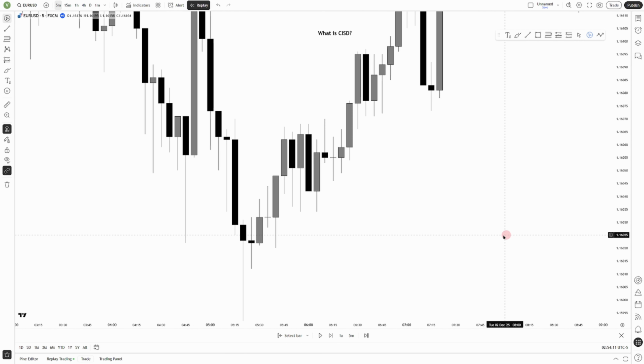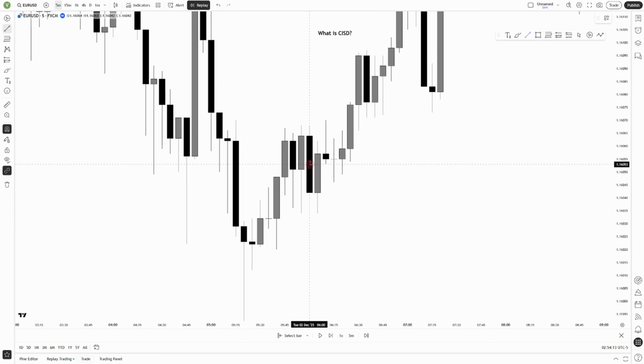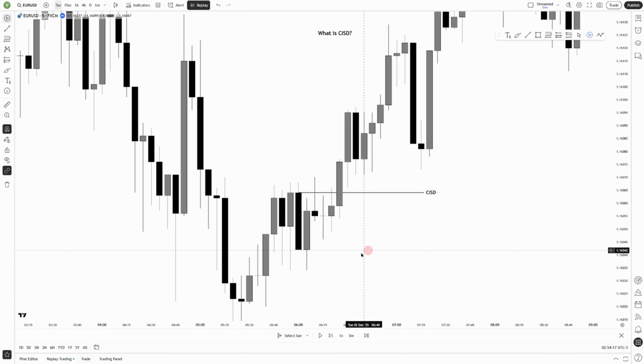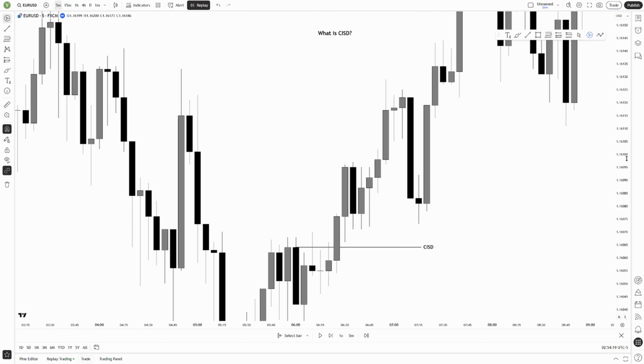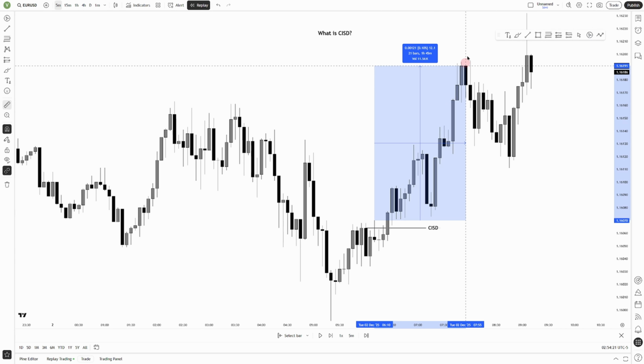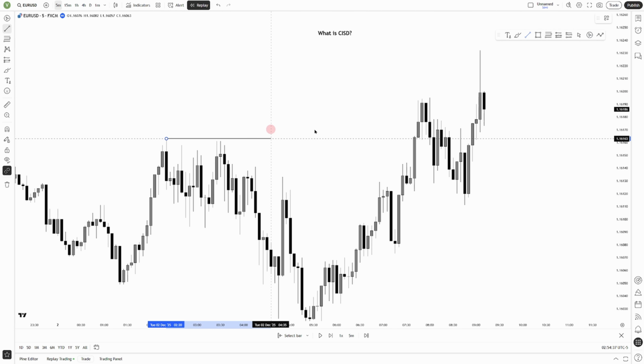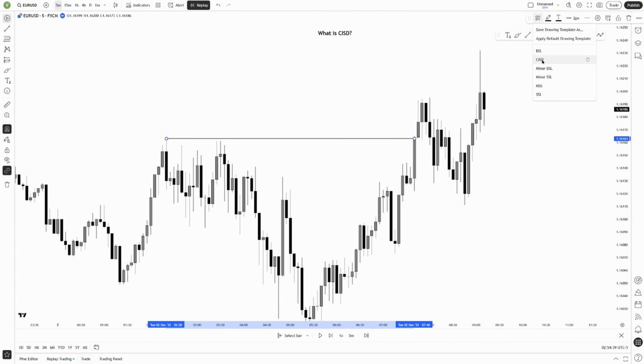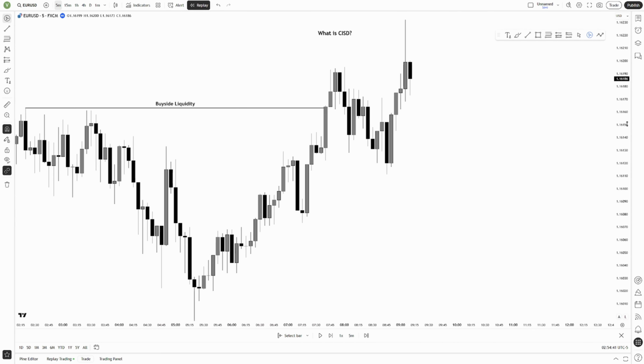Now the same goes for a bullish scenario. After a sell-side liquidity sweep, price closes above this down-close candle, so it is also a change in state of delivery. Now look here. Our buy-side liquidity has been swept, so we will look for a change in state of delivery.